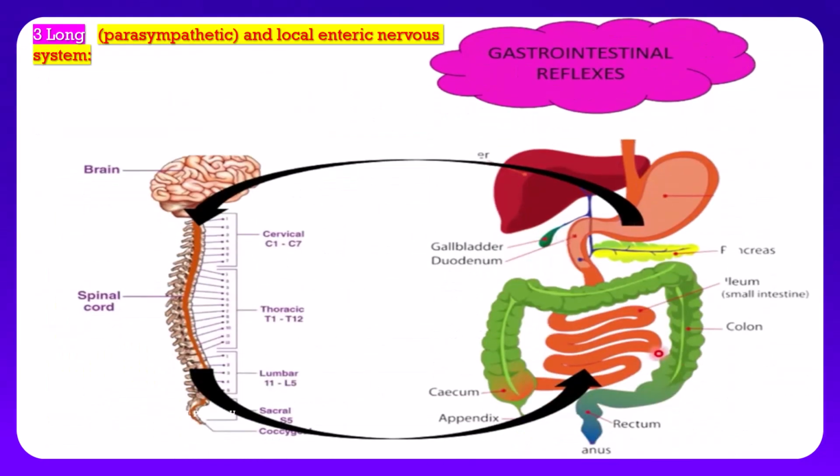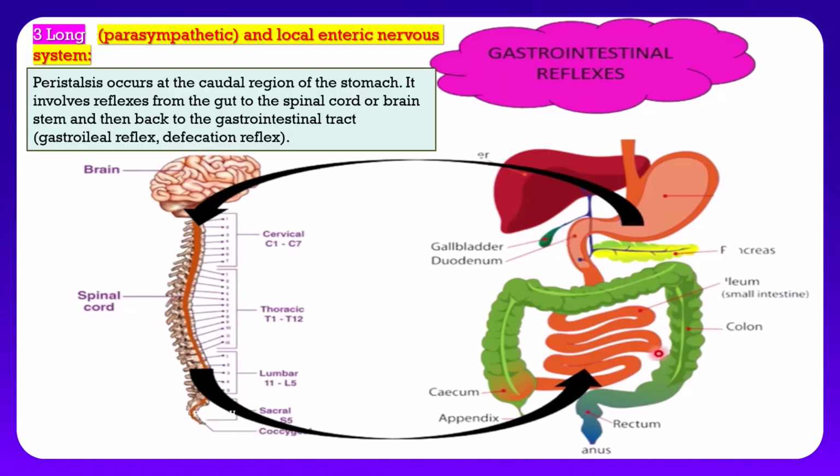The third type of reflex is also called the long reflex, in which the parasympathetic nervous system and the enteric nervous system both participate. It is responsible for the peristalsis occurring at the caudal region of the stomach. It involves reflexes from the gut to the spinal cord or brain stem and then back to the gastrointestinal tract. Examples are the gastrocolic reflex and the defecation reflex.